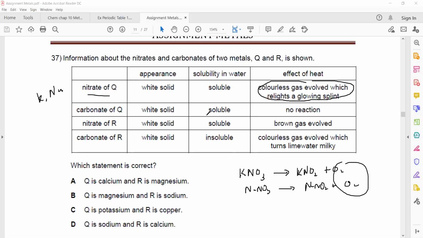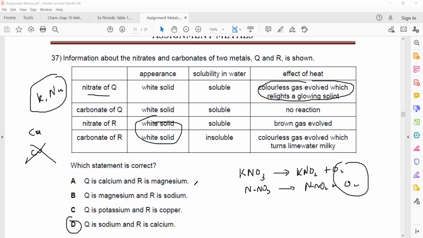And their nitrates or carbonates are stable to heat, so this confirms this can be potassium or sodium. What about nitrate? Brown gas is released, so it can be from copper till calcium. But the thing is, their appearance is white solid. So if it is white solid, it cannot be copper. It can be any other. Why can it not be copper? Because it's a white solid and copper is a transition element, so its compounds are not white solid. It forms a colored compound. So what is the right answer? D is the right answer.